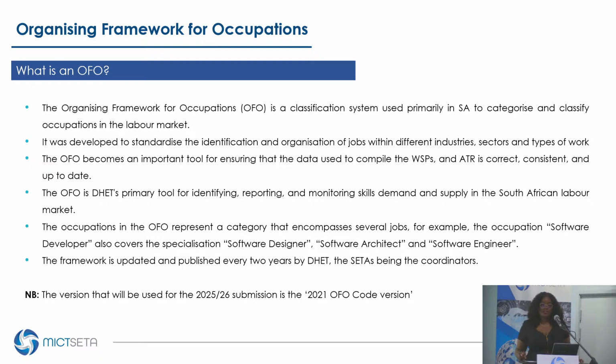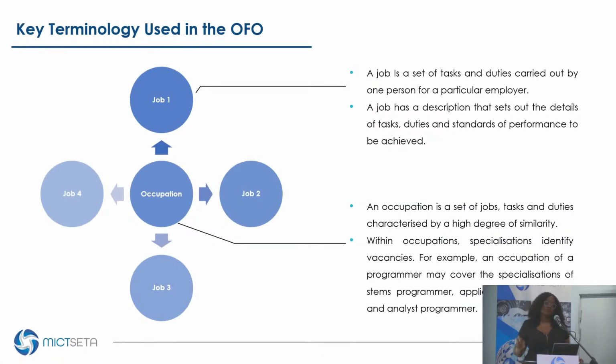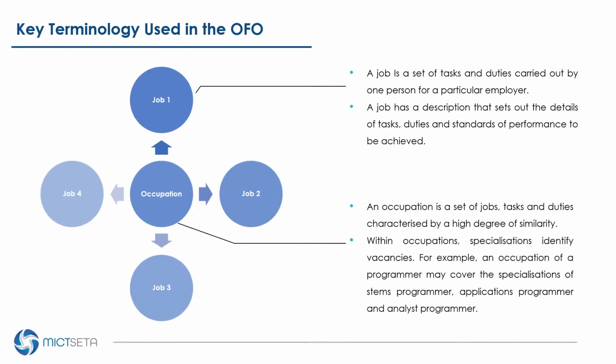So as I've indicated, the occupation versus jobs. The occupation will group the different jobs looking at similarities in terms of the tasks that the job is doing. So a job is a set of tasks and duties carried out by one person for a particular employer. It has a description and sets out the details of tasks, duties, and standards. When it comes to an occupation, it's a set of jobs, tasks, and duties characterized by a high degree of similarity. So I think I've touched on that.